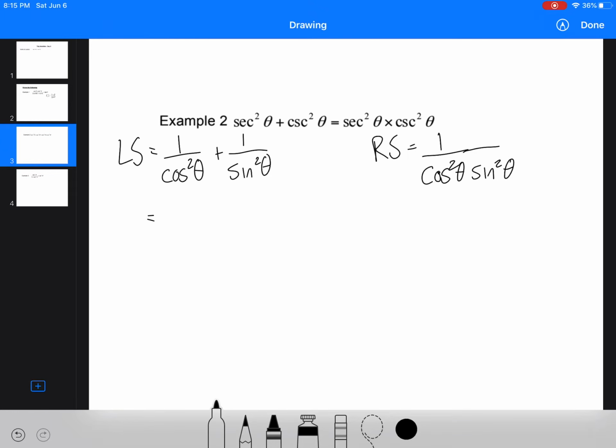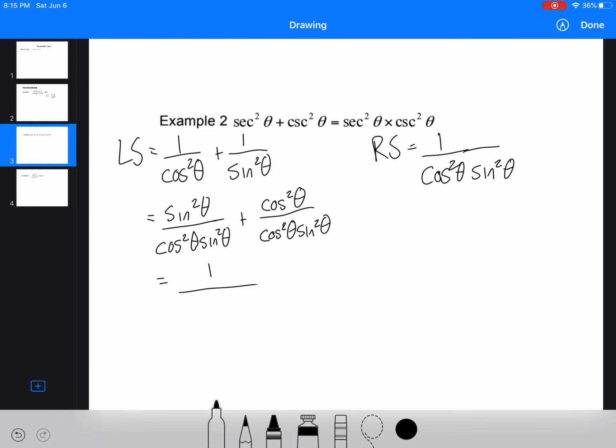We need to make a common denominator of cos squared sine squared. So I'm going to multiply the first fraction by sine squared, and I'm going to get cos squared sine squared. The second fraction, I'm going to multiply by cos squared. I'm going to get cos squared sine squared. And now I've got that Pythagorean identity on the top. Sine squared plus cos squared is equal to 1.